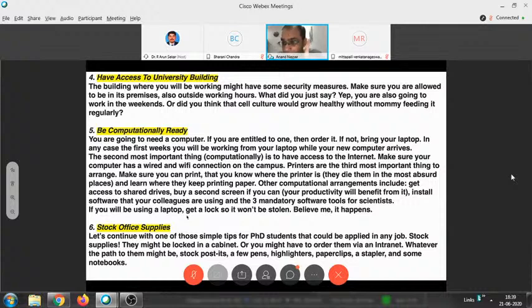Most important, if you're doing a PhD in the regular sense, be computationally ready. Please keep your laptop in proper condition, put in your passwords, and please have access to one printer. Even if you want to buy the printer personally, please buy the printer. Yes, it is very important. And have the office stock supplies, proper pens, highlighters, staplers, notebooks, everything that you require at your particular table. This is very important, the stock supplies.